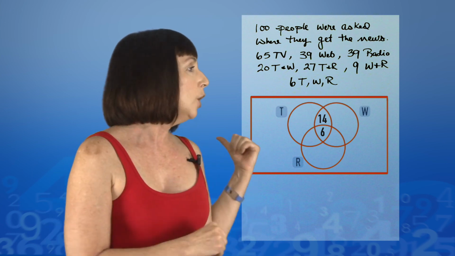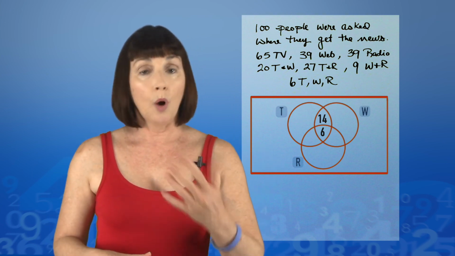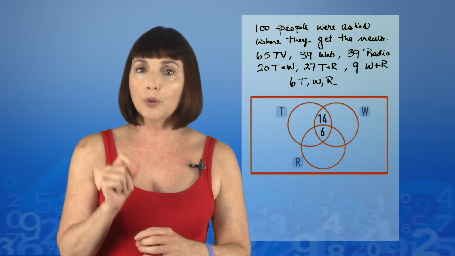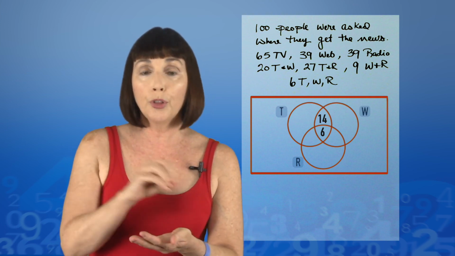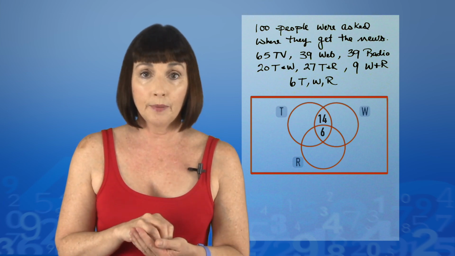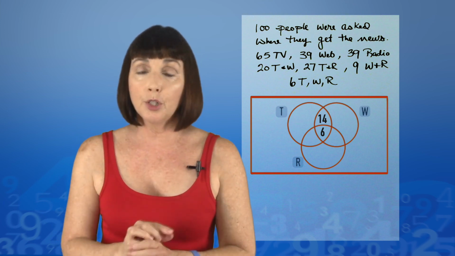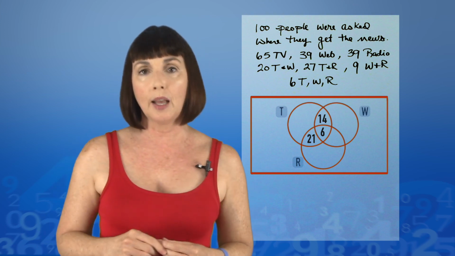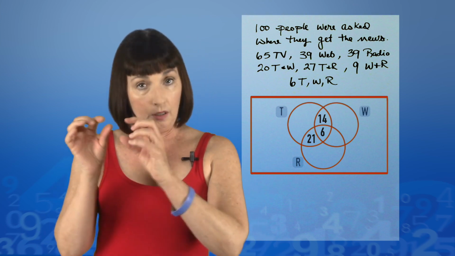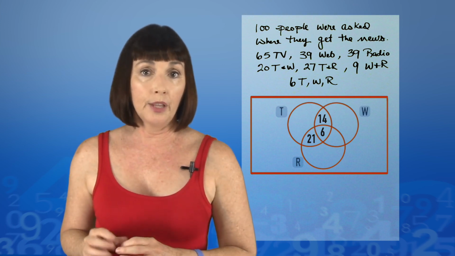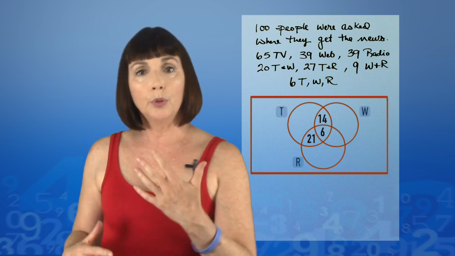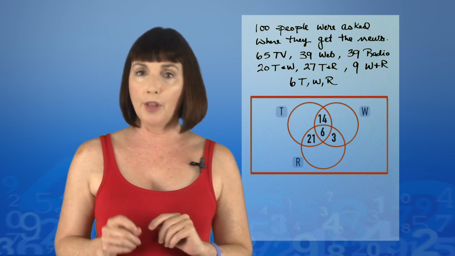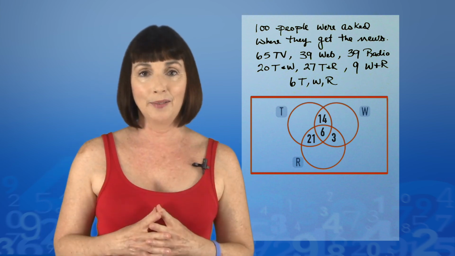Now, we have 27 people who watch TV and listen to the radio. But again, that includes those 6 people that use all 3 of the sources listed. So in that section, we have 21 people, because 21 and 6 is 27. And in our last interior intersection there, we have 9 people who use websites and listen to the radio. So we would have 3 people there, because 6 and 3 is 9.